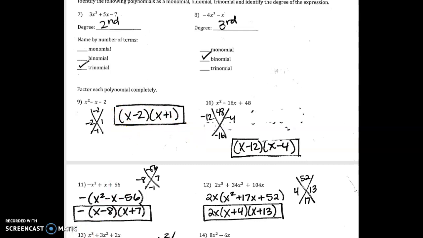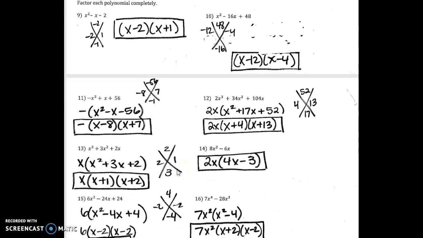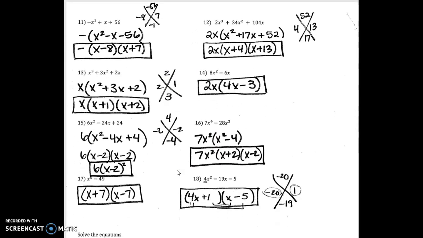Flip the page. Number 11, chant it with me. GCF, GCF. Every time you start out with a negative, that is a GCF. Factor that baby out. And then factor what's left. Put your 2 parentheses down to get you going.